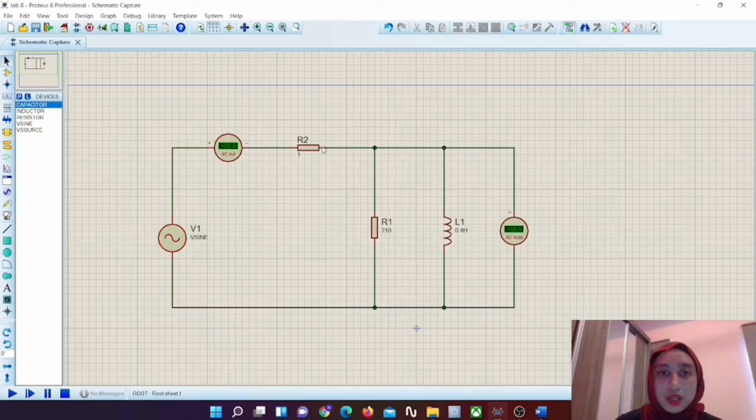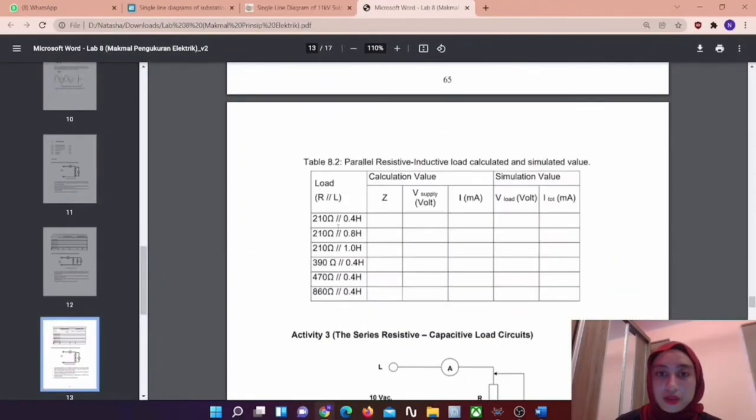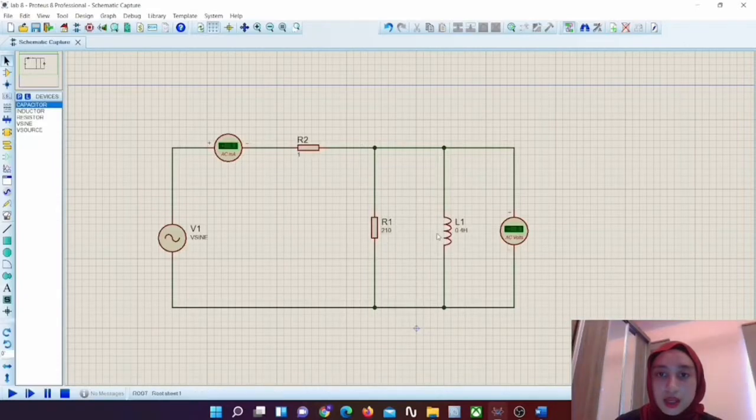For the circuit, we need to add one resistor here, because if we do not add the resistor, it will show a fatal simulation error. So in order to get the simulation, we add this resistor with a 1 ohm value, just a small value of resistor. And then for the first value, it is 210 ohm parallel with a 0.4 H inductor. We run the simulation. After we run the simulation, we got the AC ammeter at 92.1 milliampere and the voltage at 9.94 volt.